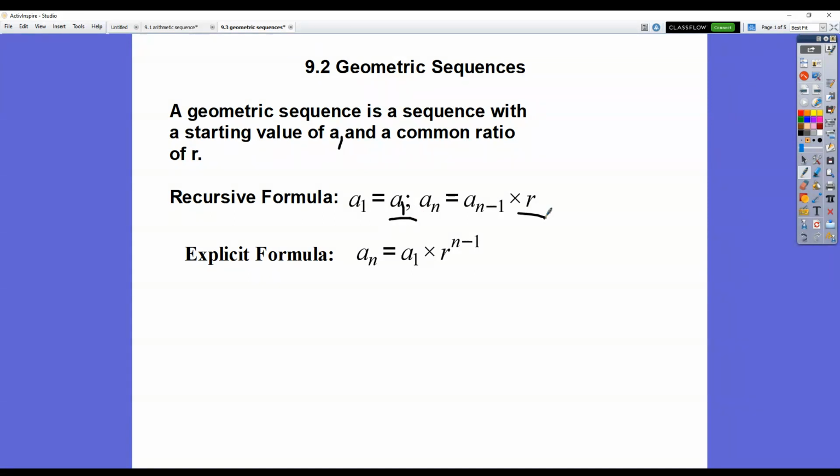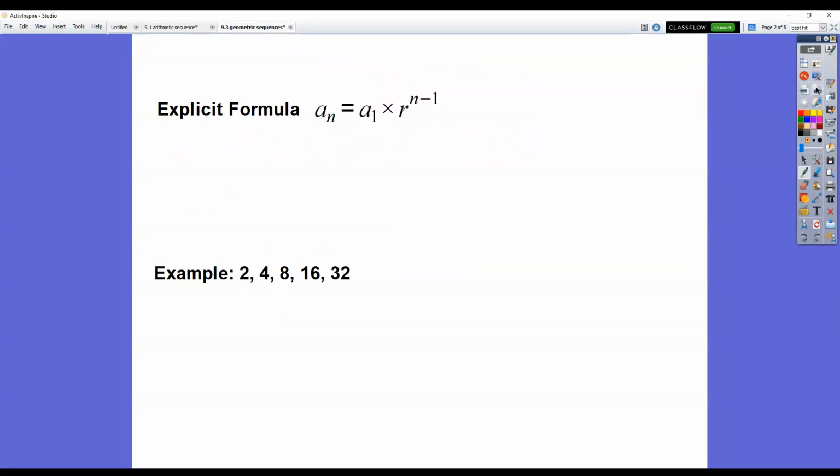So this is kind of like arithmetic sequences, but a slightly different formula. And then here we have our explicit formula, which, remember, is good for finding the 100th term. Instead of having to extend the sequence out, we've got a shortcut. And then r is what we multiply by. Okay, so make sure you got that.